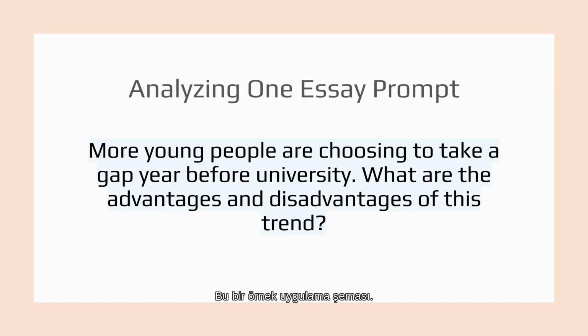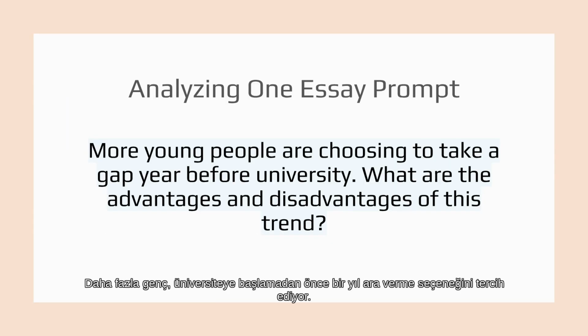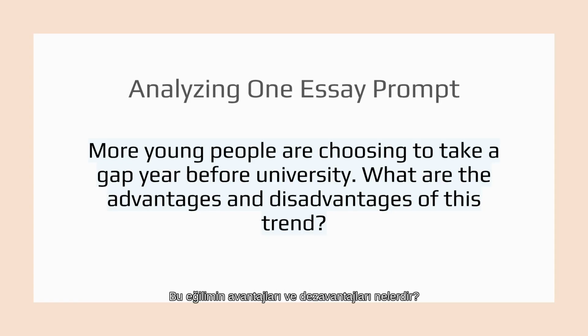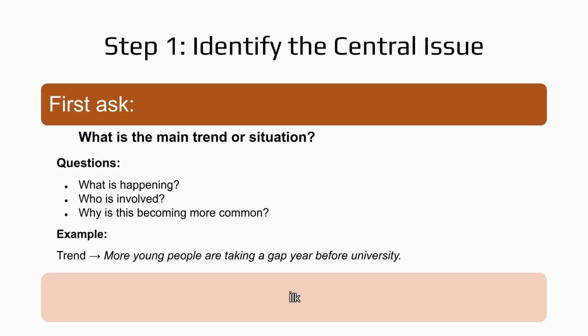Here is an example prompt. More young people are choosing to take a gap year before university. What are the advantages and disadvantages of this trend? Step 1 is to identify the central issue. Ask, what is the main trend? Who is involved? Why is it becoming common? In our example, the trend is more young people taking a gap year before university.